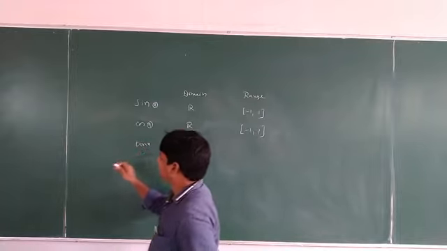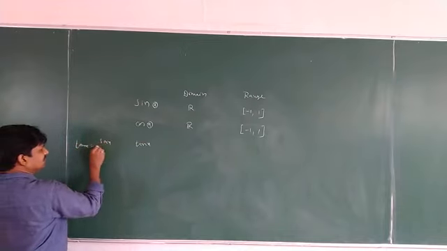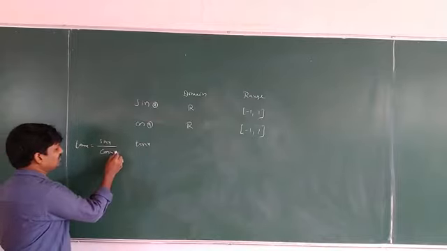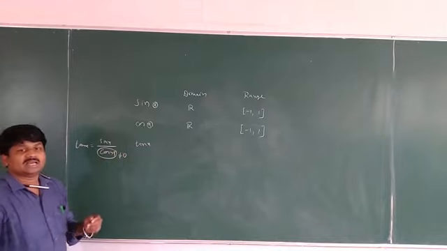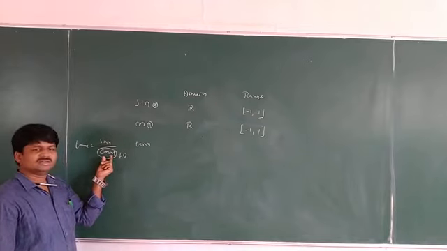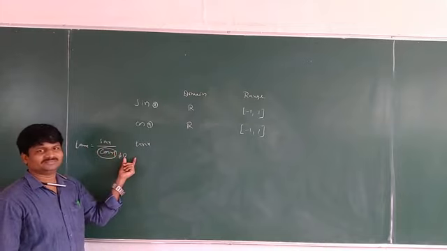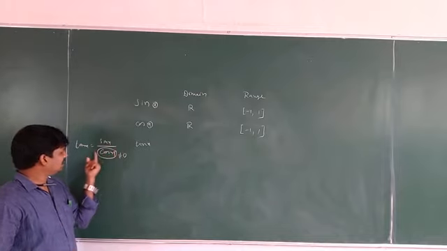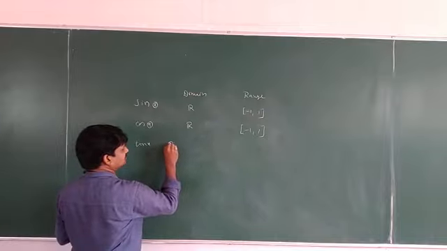Next, tan x. Tan x means sin x by cos x. Compulsorily, the denominator must be not equal to 0. Denominator not equal to 0 means you cannot take those x values which give cos x equal to 0. Those x values which give the denominator equal to 0, you have to remove from R, from the real numbers.